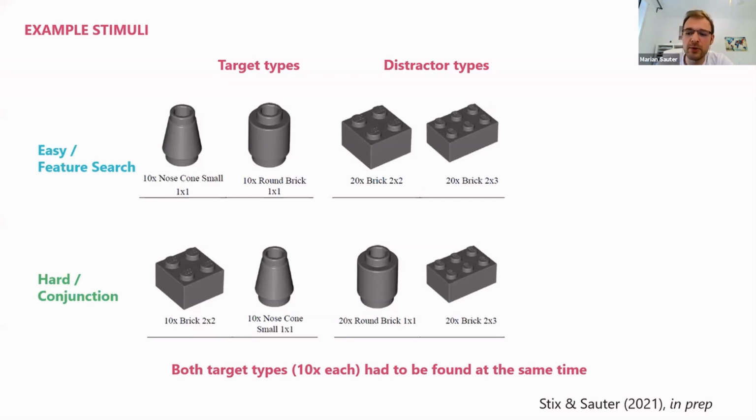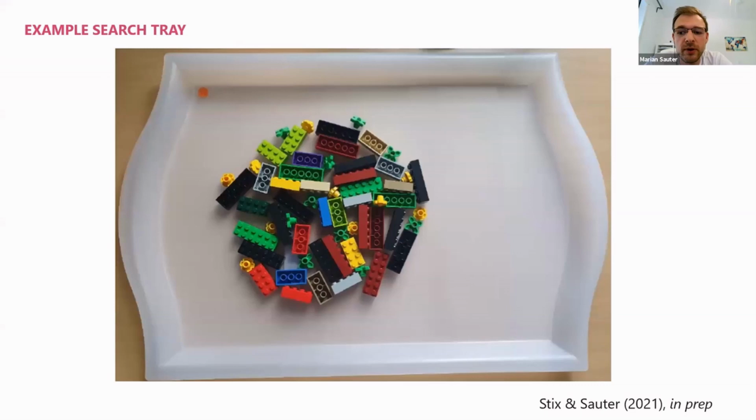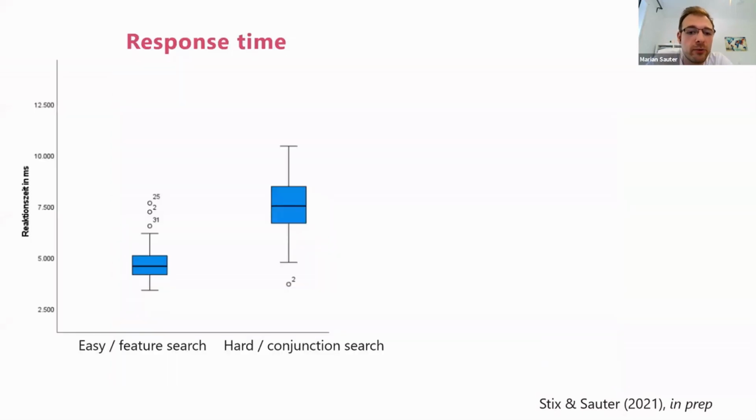Both target types had to be found at the same time in this experiment, 10 times each, and there were 40 distractors on each tray. This is an example of how such a tray looked, but remember that participants were blindfolded, so the colors have no impact here. We wanted to see whether we find differences in the response time first, and this was clear. Easy feature searches were easier and hard conjunction searches were harder. So we were quite pleased with our setup.